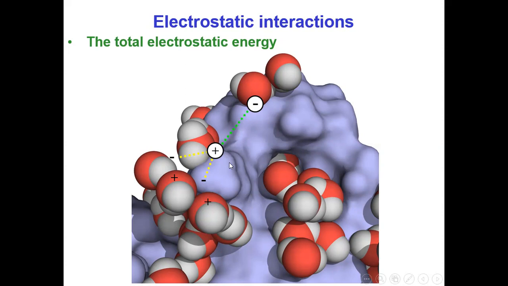But if we look at one of the positive charges, we can see that it is also in the vicinity of some of the water molecules that surround the protein. And in this case, we have the polarization interactions between this full charge on the surface of the protein and the partial charges that are on the water molecules surrounding the protein. So we have the two types of interactions in the context of a large molecule.